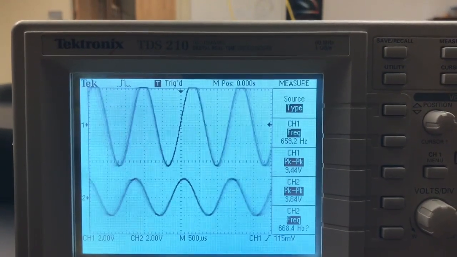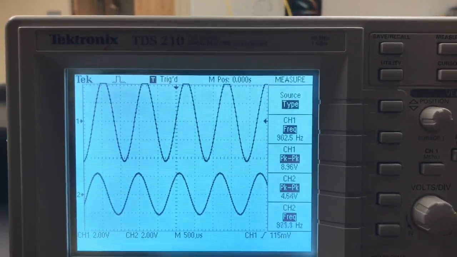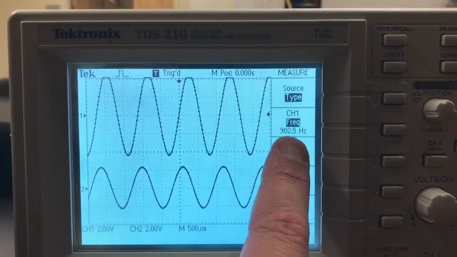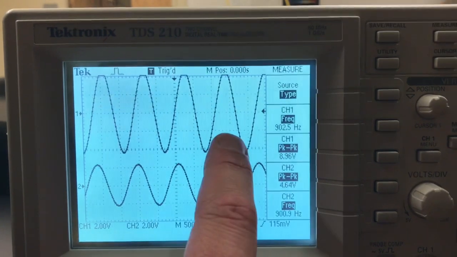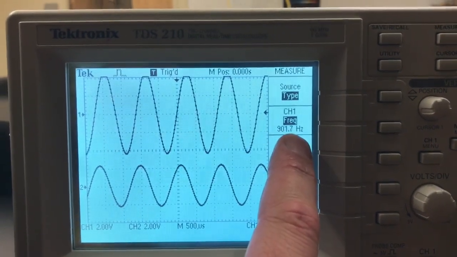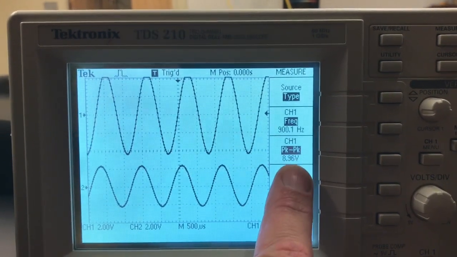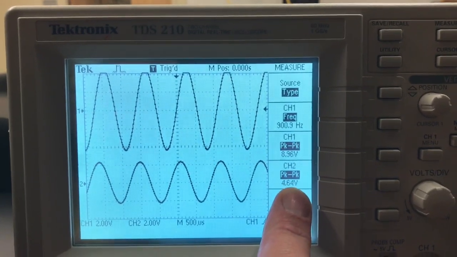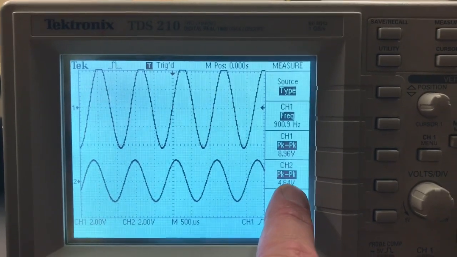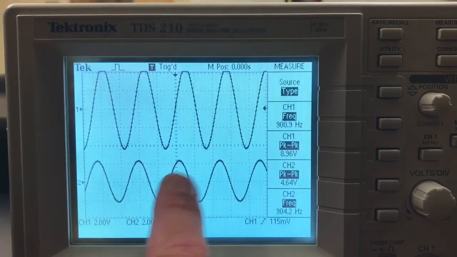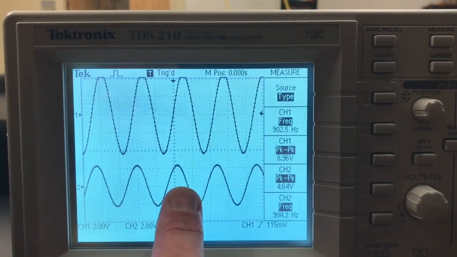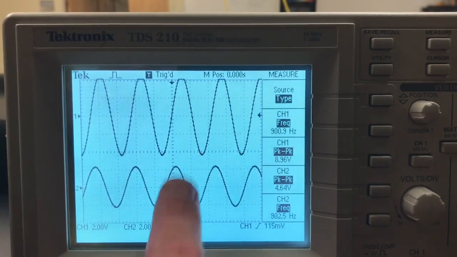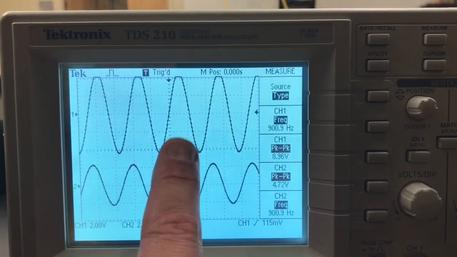So while I'm here, I'm going to show you the other measurements. Here I can see the frequency. This is measuring channel 1, so the function generator. This is the frequency determination, the voltage, and the voltage for channel 2. In order to measure the phase shift, you can see this signal is a little bit ahead of this one by less than a quarter cycle, but this peaks first and then that peaks.